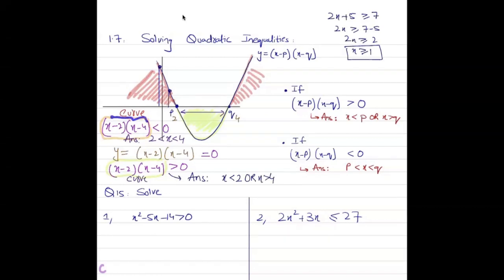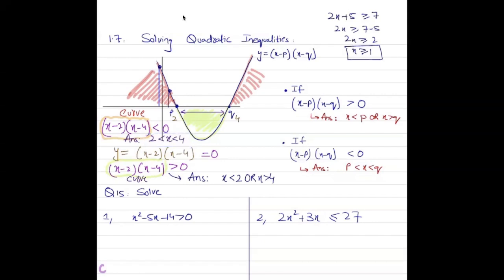If the quadratic curve is less than 0, then the x values are going to be between the two x intercepts, that is x greater than 2 and less than 4. This is called the AND case. You are going to read this as x greater than p and less than q, where p and q are these critical values, the x intercepts.